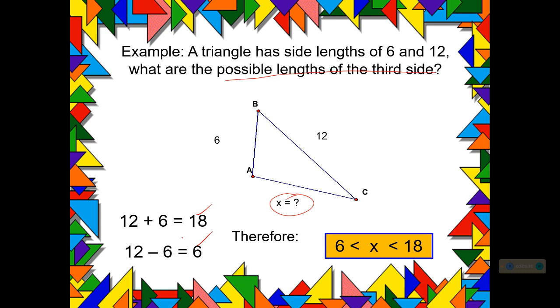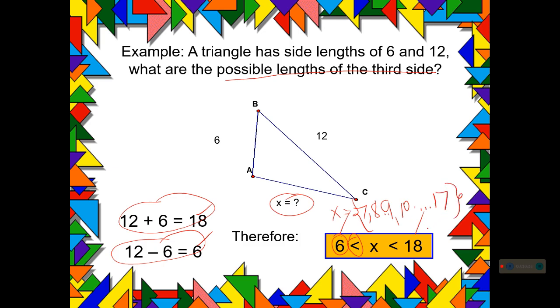Or, you may also subtract first the two given and then add, so that you can obtain from what number to what number. Again, your x should be greater than 6, so your numbers will start from 7. Your x will be 7, 8, 9, 10, and so on until 17, because your x should be less than 18 and the number that is less than 18 is 17.